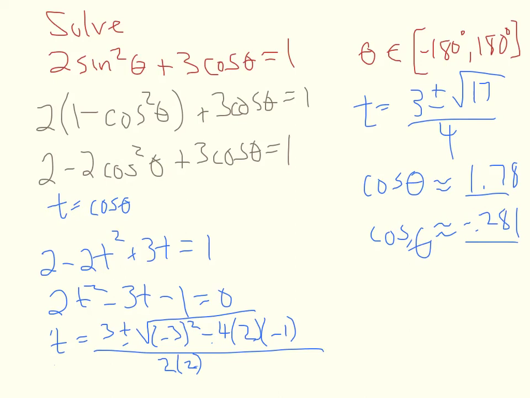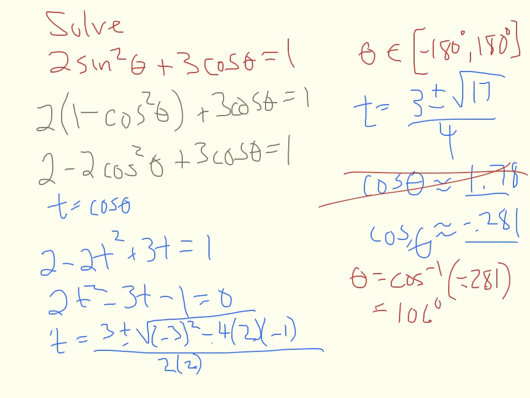So now we're going to do inverse trig, inverse cosine of 1.78. Well, that's not possible. That's greater than 1. Forget that one. That's out. That's junk. That does not help us whatsoever. But the inverse cosine of negative 0.281, we get an approximated value of 106 degrees. So that would be that angle there.